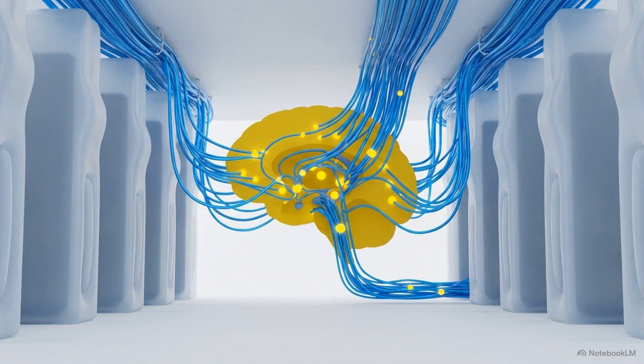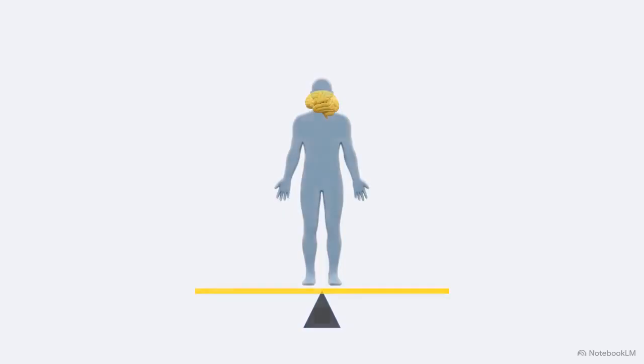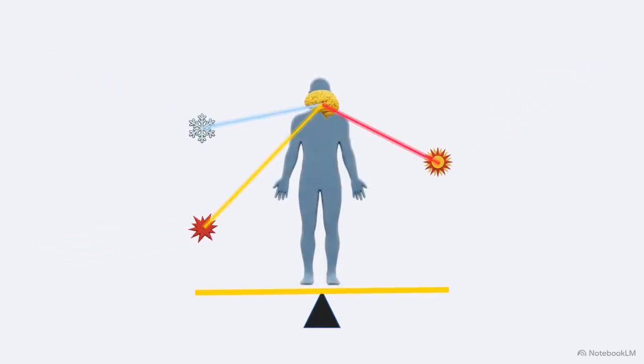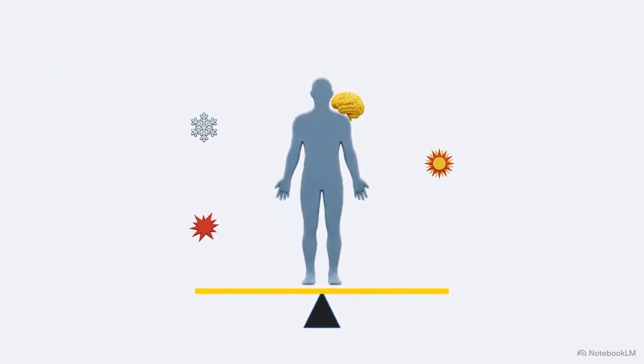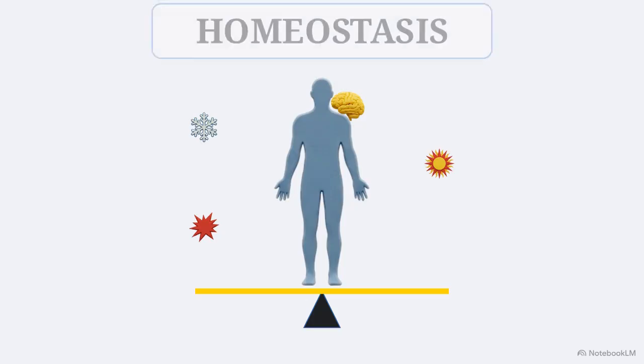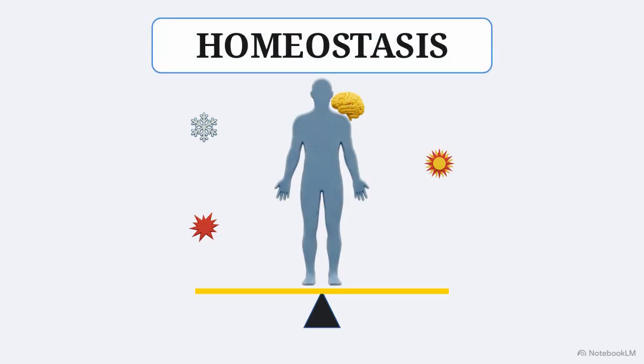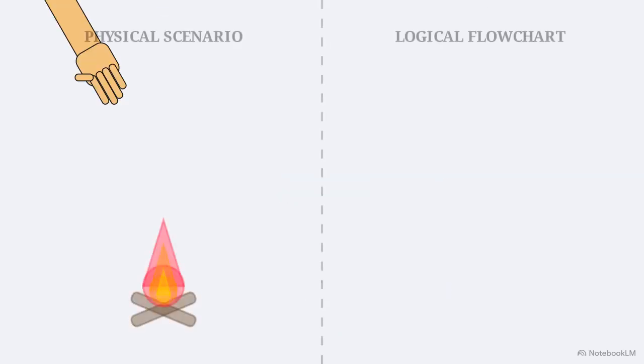Your nervous system operates like a high-speed data processing hub. It constantly receives information from your environment and coordinates exact responses to keep your internal systems balanced, a state known as homeostasis. This diagram shows a split-screen view of how this loop begins.